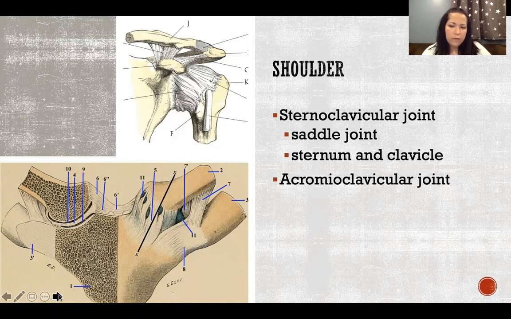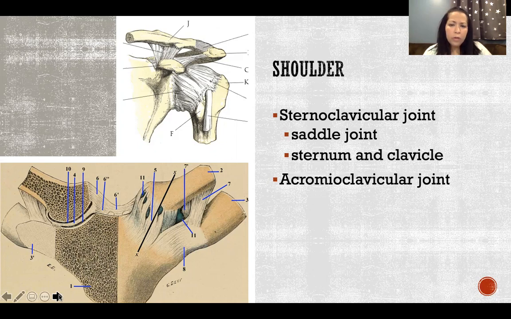The acromioclavicular joint, we see that up in this top picture. That's the articulation between the acromial end of the clavicle and the acromion process. So it's all the way in the top part of that top picture there. It's kind of on top of the shoulder. It's superior to the glenohumeral joint.